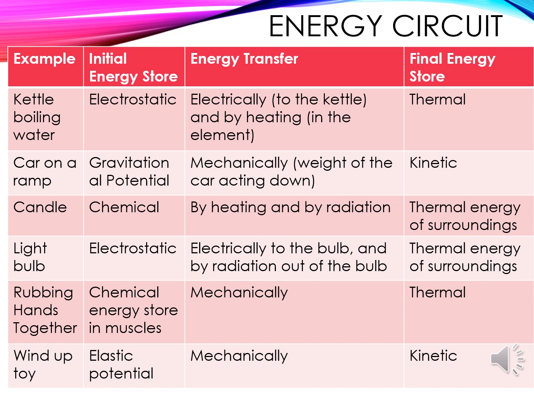The light bulb has electrostatic energy, because it's being powered by electricity. The energy transfer is then electrical to the bulb and by radiation out of the bulb, because remember there's going to be some thermal and some light. The final store then is the thermal energy to the surroundings, and also there will be light energy as well.